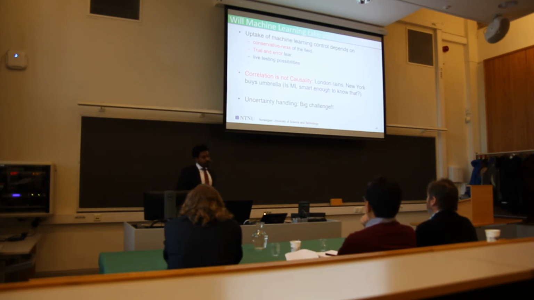However, there is one more issue that I see: correlation is not causality. Let's say there is a correlation between raining in London and New York buying umbrellas. Does that mean that if it finds that New York is buying umbrellas, it will say it is 100% sure that London is going to rain? So it's not causality, but there is correlation. So machine learning systems have to be smart enough to figure that out themselves, as well as uncertainty handling is a big challenge.